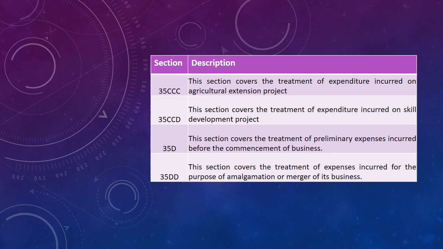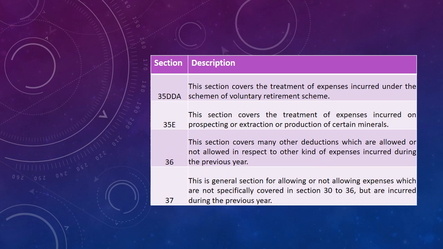Section 35DD. This section covers the treatment of expenses incurred for the purpose of amalgamation or merger of its business. Section 35DDA. This section covers the treatment of expenses incurred under the Voluntary Retirement Scheme. Section 35E. This section covers the treatment of expenses incurred on prospecting or extraction or production of certain minerals. Section 35(6).